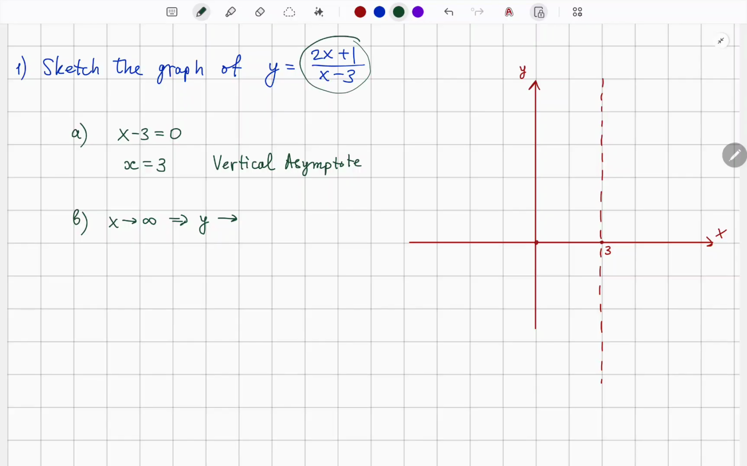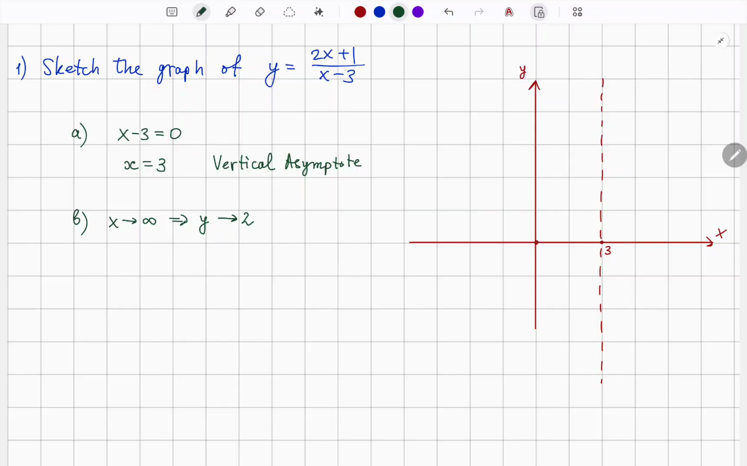When you look at this expression and make x a huge number, then you can ignore plus 1, because relative to 2 times a huge number, plus 1 is ignorable. It's a small number, so we can ignore it. And also we can ignore negative 3, because it's next to a huge number of x. So then what we're left with is 2x divided by x. It's just 2, right? It means y tends to 2.